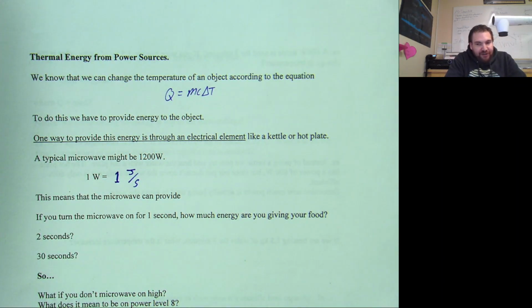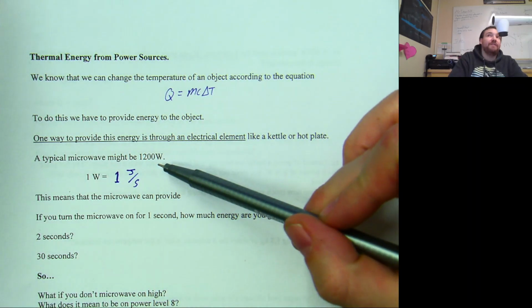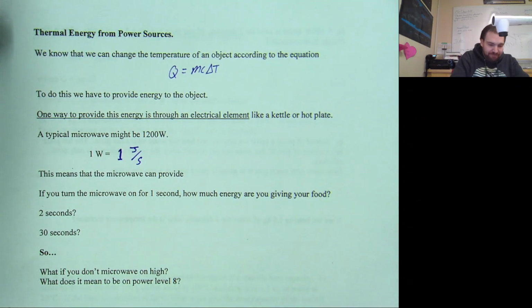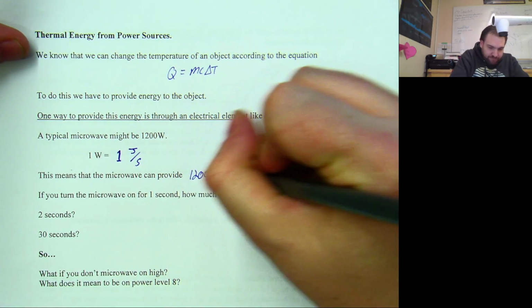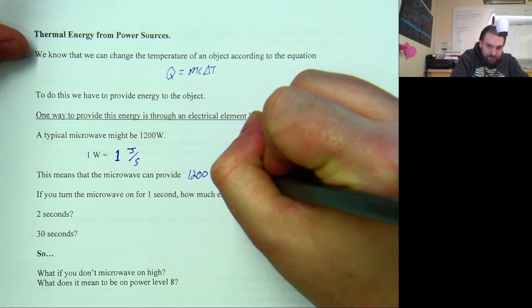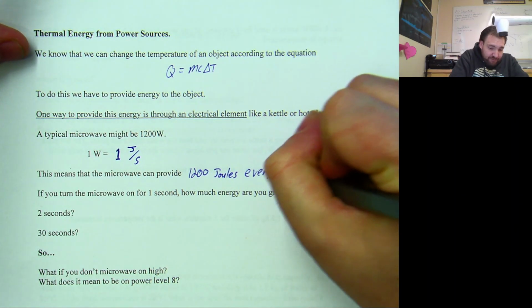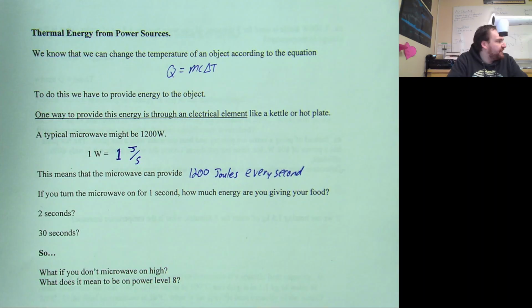This means that this 1200 watt microwave is providing 1200 joules of energy every second. Now you've got some context.